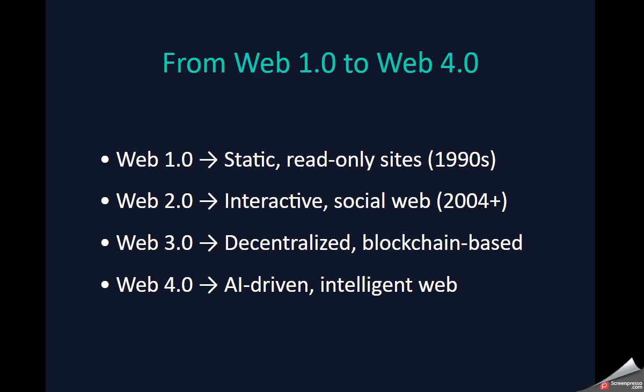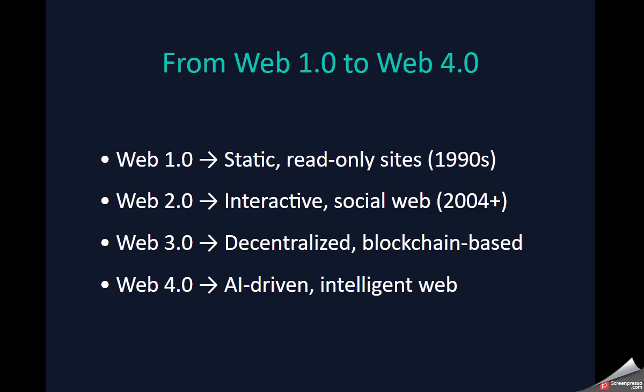So in 1991, the first website ever went live, which is info.cern.ch. From that time, web development has evolved, starting from Web 1 and the future, which is Web 4. So Web 1, what is Web 1? Web 1 is the static, read-only web, which was from the 1990s to the early 2000s.